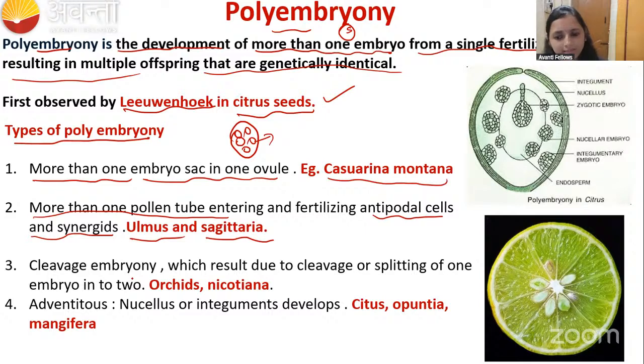The cleavage of the embryo, as I told you, is similar to the human embryo, giving identical twins. Here, the examples are Orchid and Nicotiana. There we can see cleavage polyembryony. Then adventitious polyembryony is formed by the nucellus or by the integument. The examples are Citrus and Mangifera.